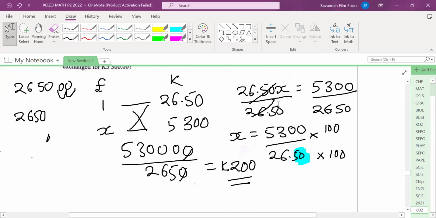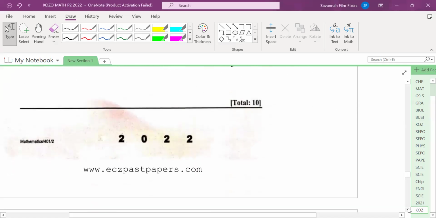Just take your time. I know this is like very big math, especially without a calculator, but just take your time and solve.